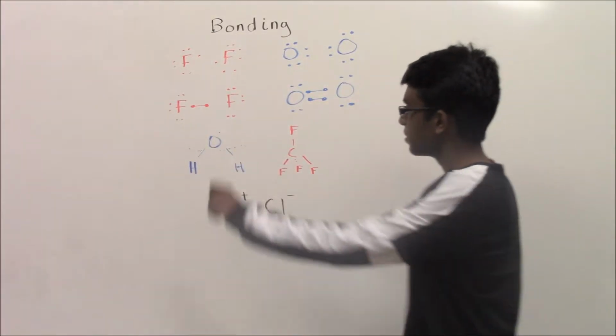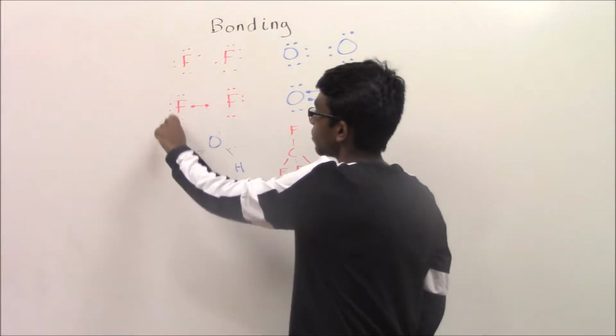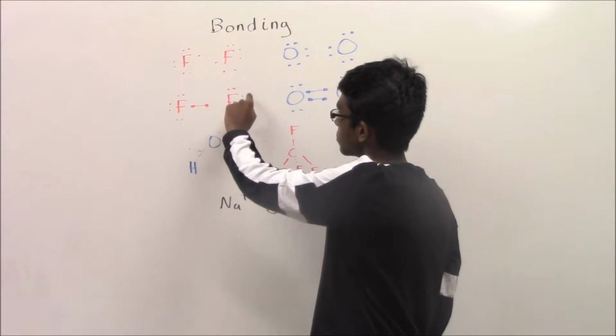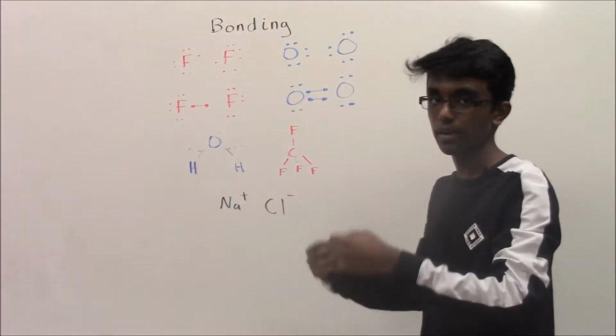Okay, so this fluorine atom is going to end up having 8 valence electrons. 1, 2, 3, 4, 5, 6, 7, 8. And this fluorine atom is also going to end up having 8 valence electrons. 1, 2, 3, 4, 5, 6, 7, 8. So this sharing of electrons is called a covalent bond.